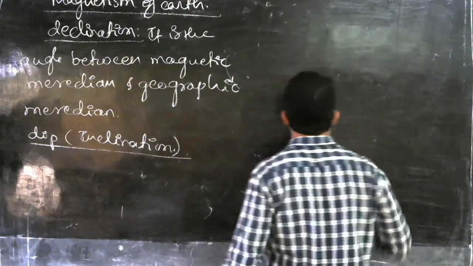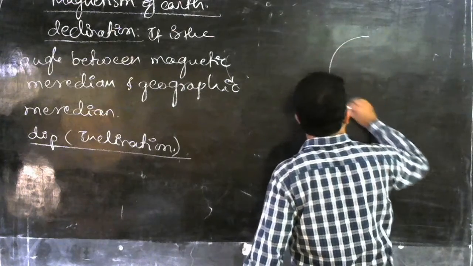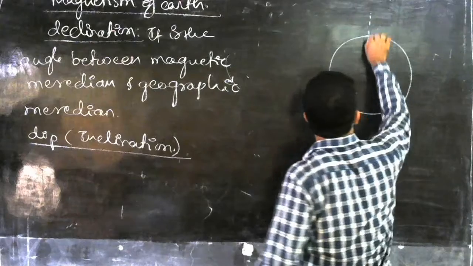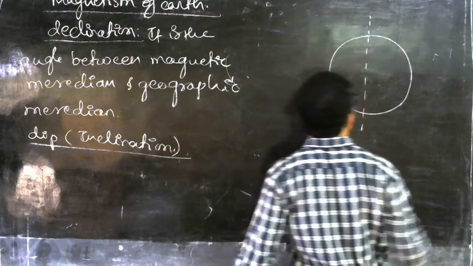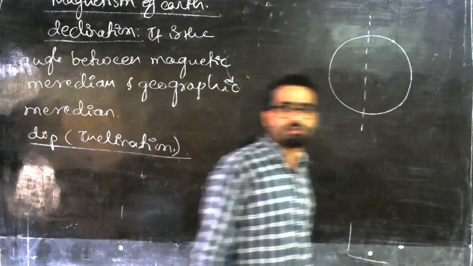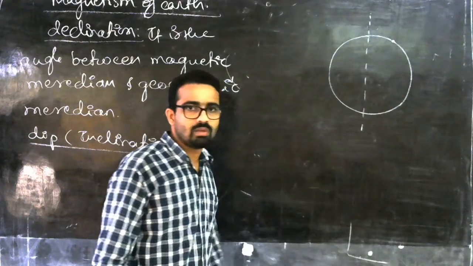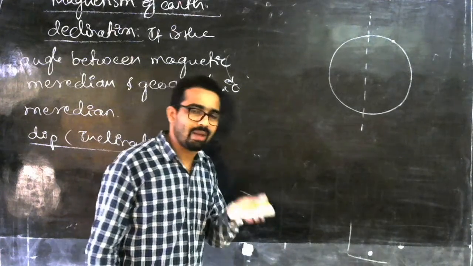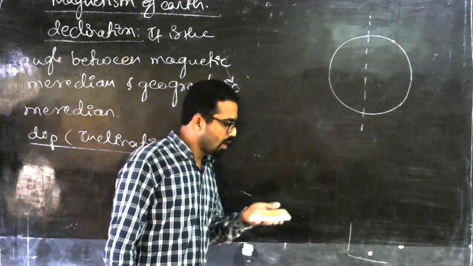Now, let us draw Earth. This is the Earth. Let me say you are here, on the surface of that Earth, and you have a magnetic needle, a magnetic compass.